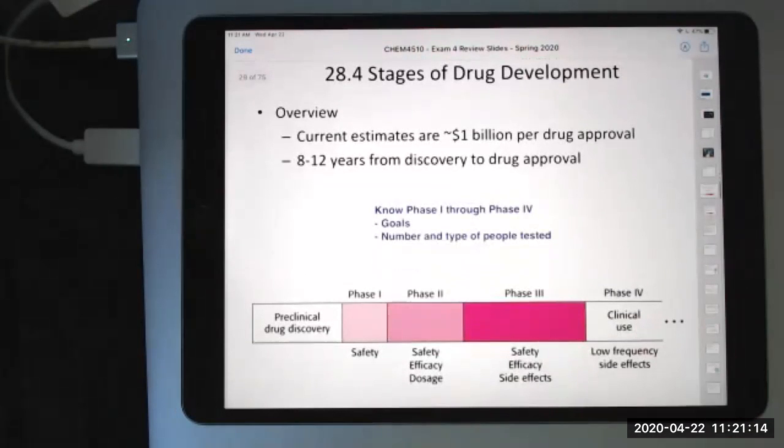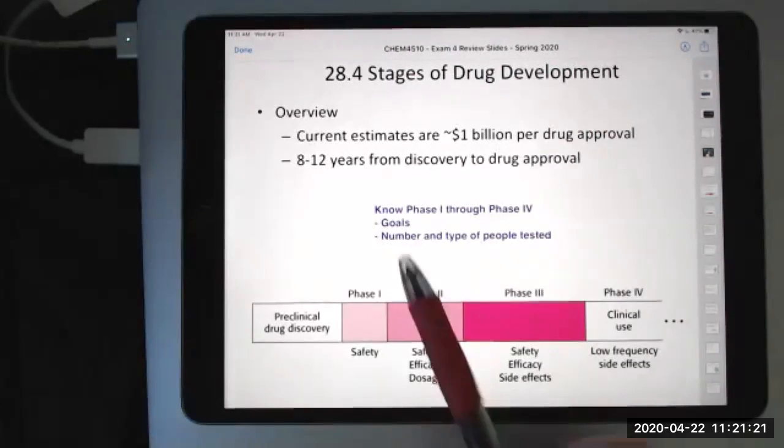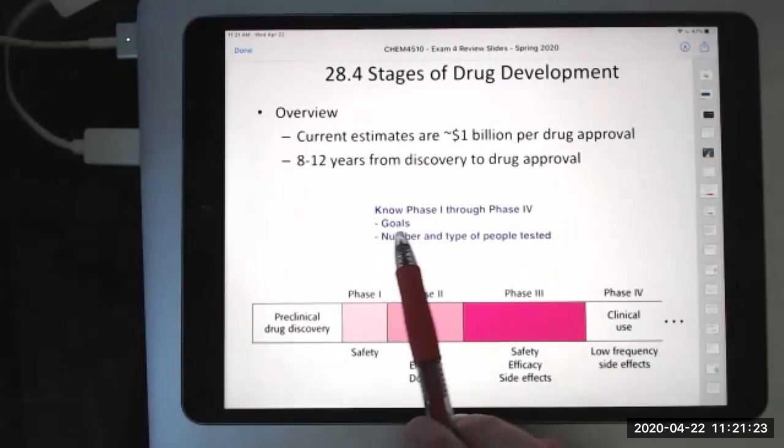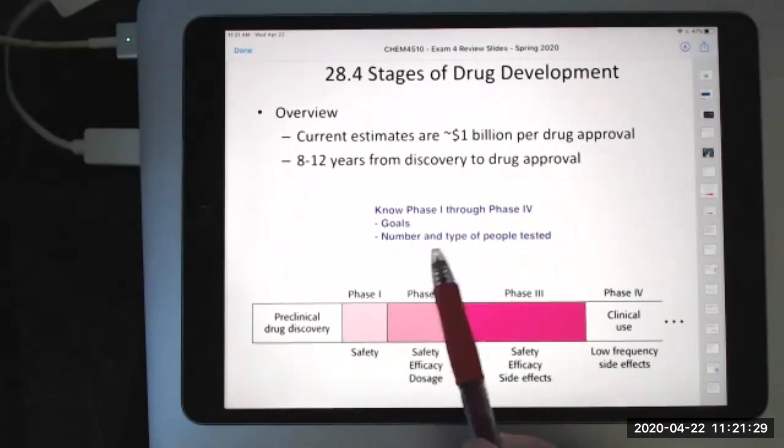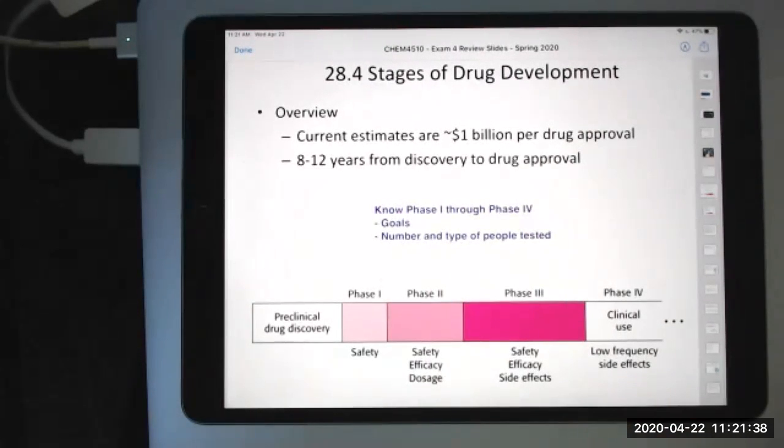Okay, so you're gonna need to know the drug phases 1, 2, 3, 4, and what you're looking for primarily is what's the goal of the phase. What is it that they're looking at in phase 1, phase 2, phase 3, phase 4? And then what's the number and the type of people tested? So is it a small number of healthy people, small number of sick people, large number of healthy people, large number of sick people? So how many and what cohort of people are we looking at?